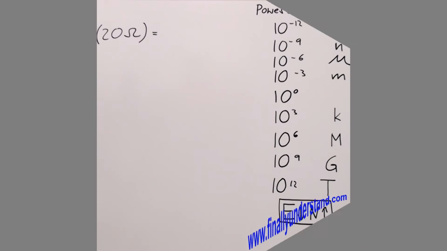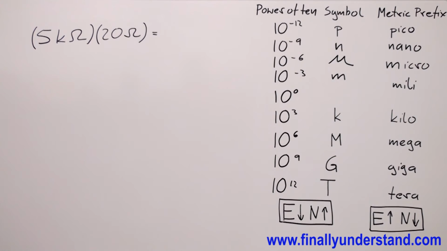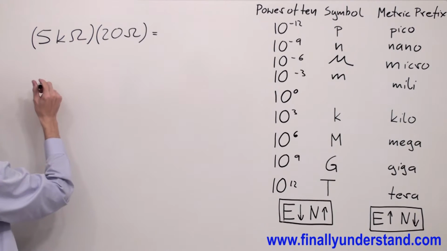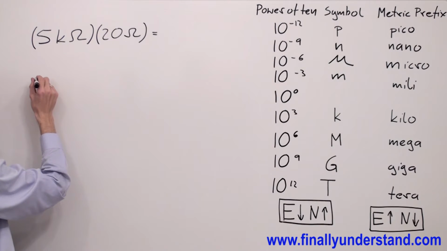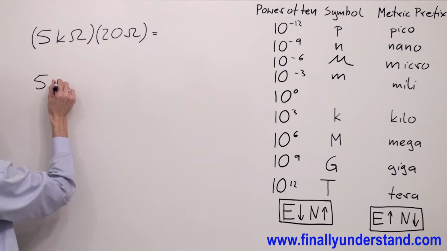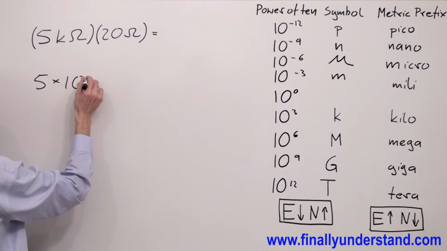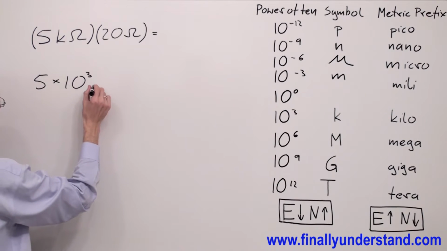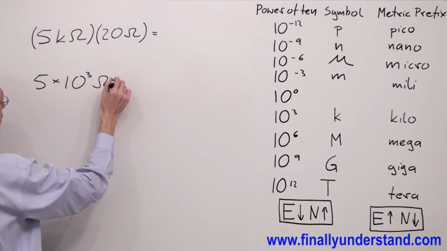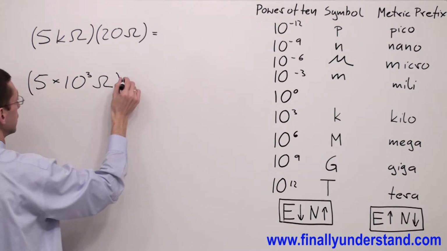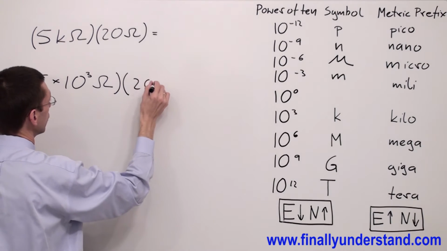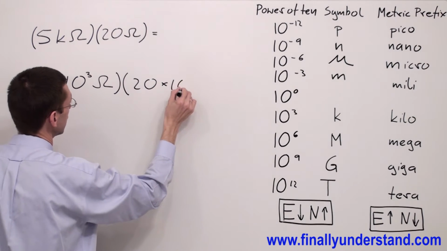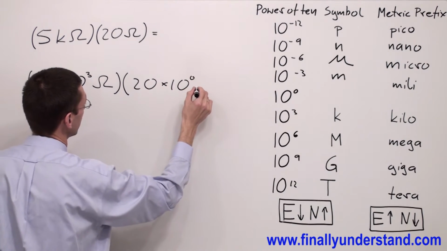Let's take a look at this example. Right now we're supposed to perform the multiplication. In order to visualize how everything is going to work over here, I'm going to convert this prefix to power of 10. And I'm going to have 5 times 10 to the third ohms times 20 times 10 to 0 ohms.